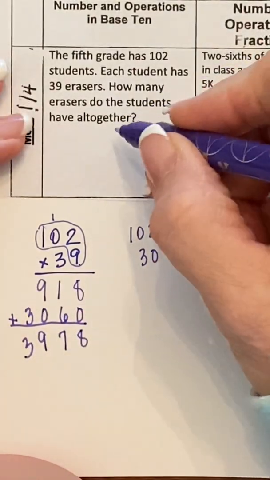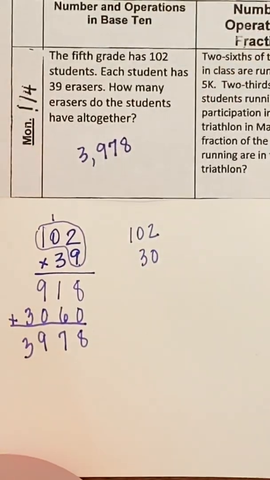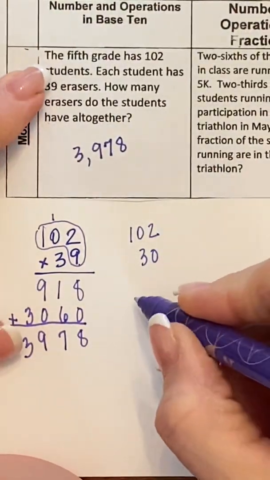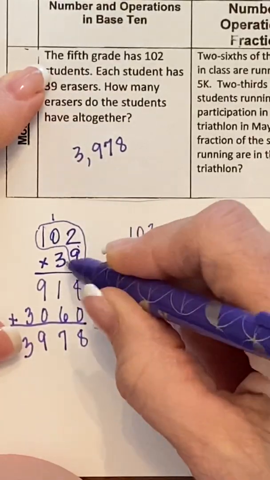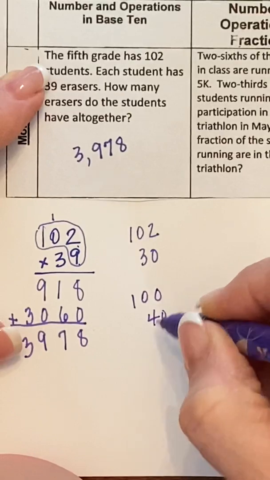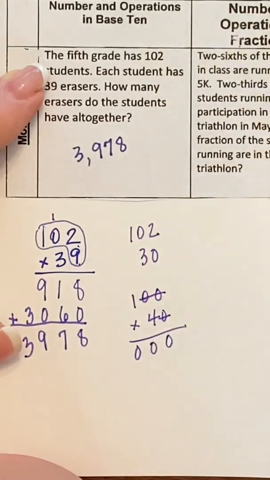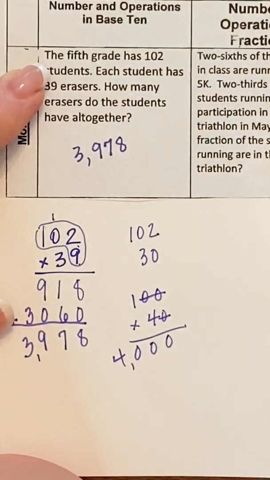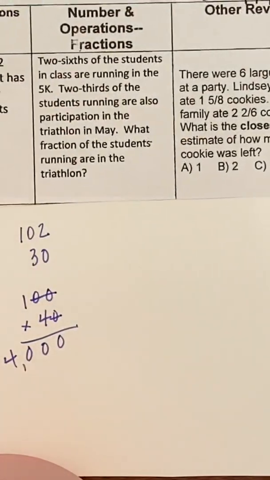So how many erasers did they have altogether? 3,978. Now what we can do is look at that to see if our answer was reasonable. You could estimate this one to the nearest 100 is 100. This one to the nearest 10 would be 40. And you could just put your zeros all together at the back. 4 times 1 is 4. And 4,000 is definitely close to 3,978. So estimation helps us to see if our answer is reasonable. Great. All right, let's move on to the next one.